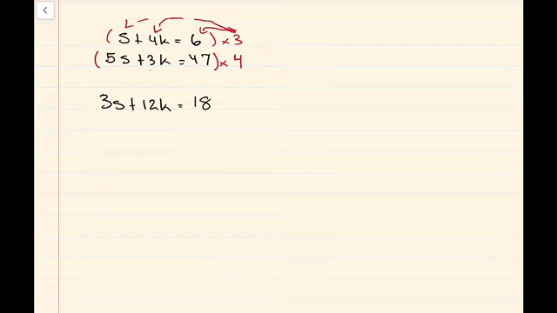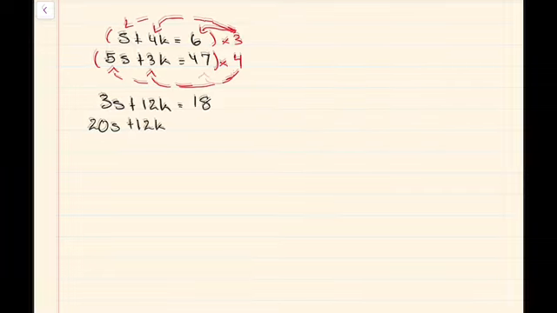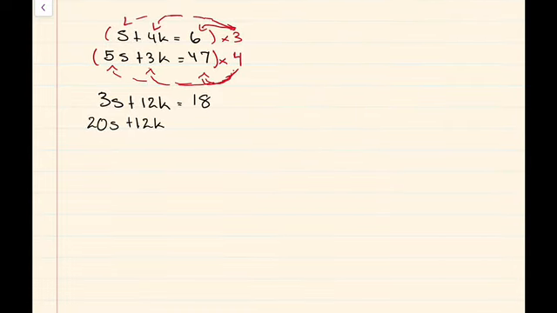And so for the second equation, we're going to have 4 multiplied by 5s, and that's going to give us 20s. Then we have 4 multiplied by 3k, plus 12k again. And then 47 multiplied by 4, and that's going to give us 188.